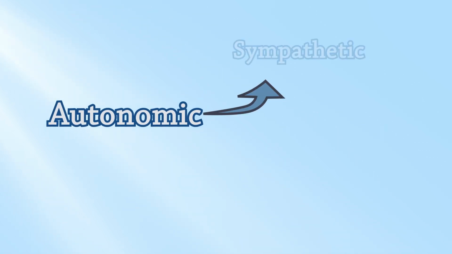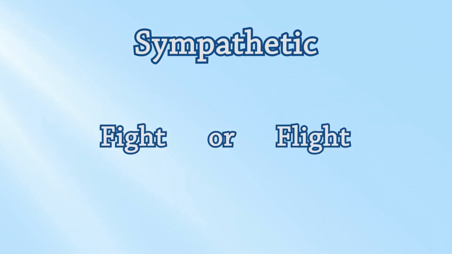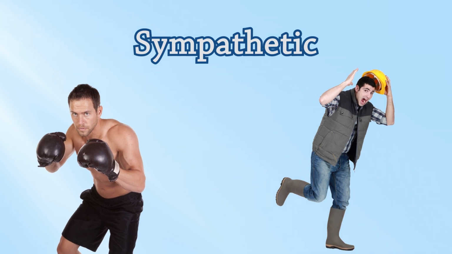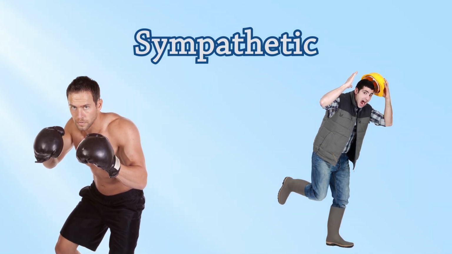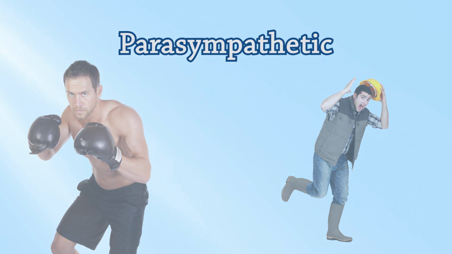The autonomic nervous system is itself divided into the sympathetic and parasympathetic divisions. The sympathetic division is responsible for what is commonly referred to as the fight or flight response and is designed to activate the body quickly and prepare it to fight or flee from danger. When the danger has passed, the parasympathetic division quiets the body and returns it to normal functioning.